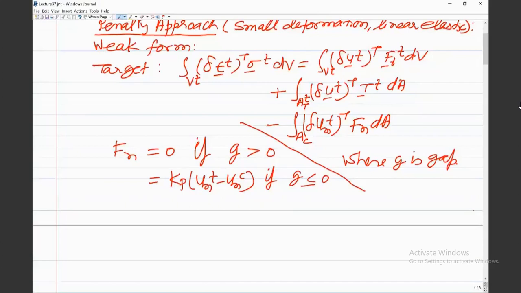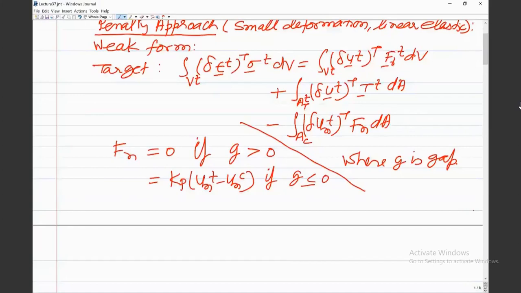So those constraint optimization techniques are actually all useful over here. In this penalty, of course, I have also earlier introduced the max function. I'm not using that here. I'm explicitly saying that if gap is greater than 0, then Fn is 0. And if gap is less than 0, then Fn is given by this. So you have to go by this condition to calculate the normal force at the contact point.